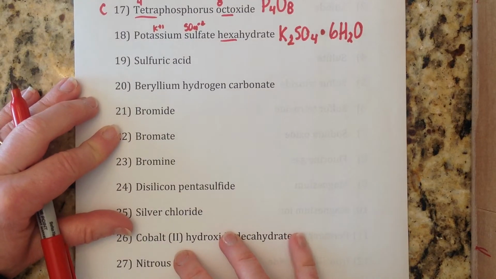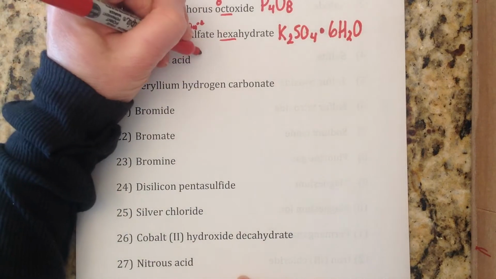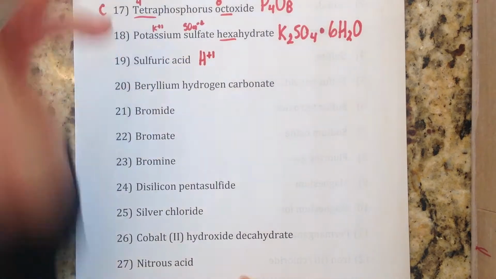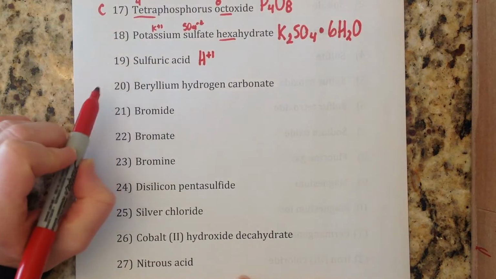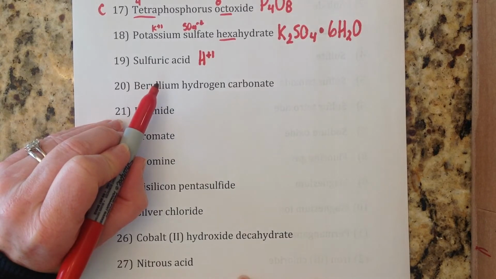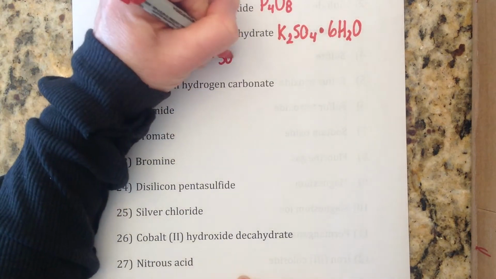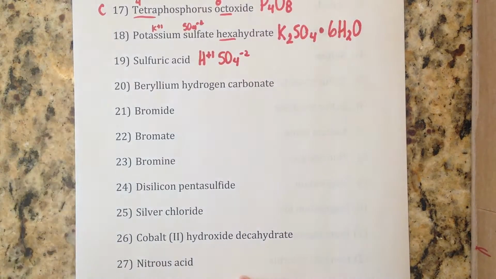Number 19 is sulfuric acid. And a couple things I noticed. Since it's acid, I know I'm crisscrossing something with hydronium. So I'm going to go ahead and write that down. Now there's no hydro in front of this. That ic probably came from ate. So it was probably the sulfate polyatomic ion, which is SO4 minus 2. How did I know that? I've memorized it.